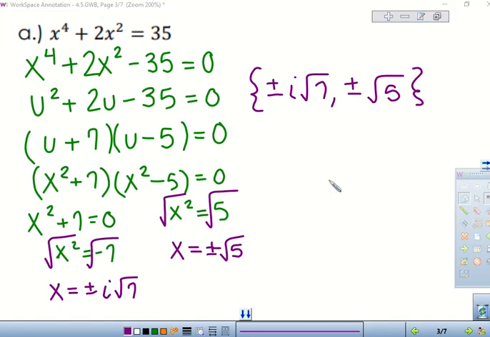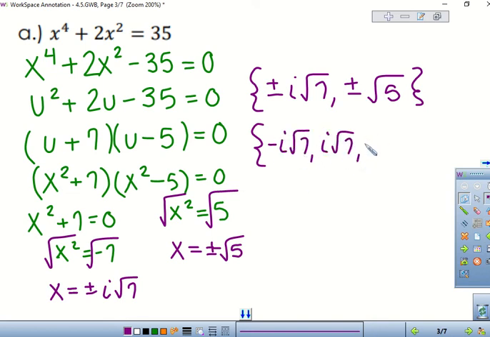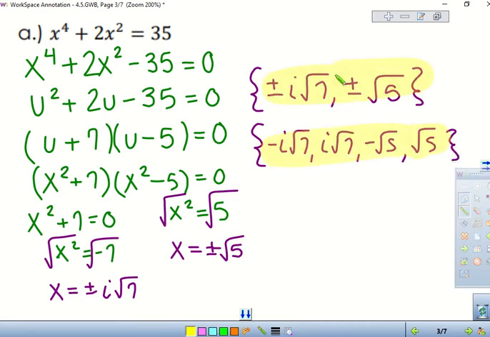So, first and foremost, how many total solutions do we have? 4. So this is very important. If you do not know how to recognize that these represent two solutions, you can always write it separately. You could write negative i radical 7. You've got the positive i radical 7. You've got negative radical 5 and positive radical 5. So make sure you remember that if you're going to write it like this, that actually represents 4 solutions, the positive and the negative of each.